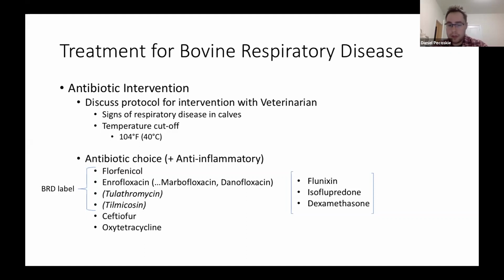Then below flunixin there, we have isoflupredone and dexamethasone, which are steroids. And certainly with wet lungs and coughing calves with a lot of fluid involved, those steroids can be pretty nice to relieve some of that inflammation off the chest. Again, they're used in conjunction with an antibiotic, and they can be pretty good options for us.